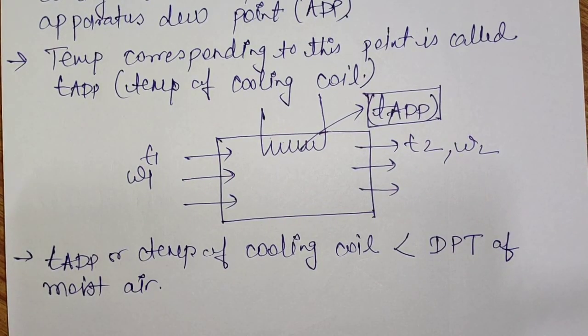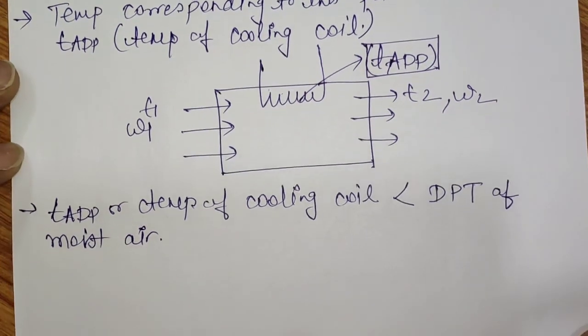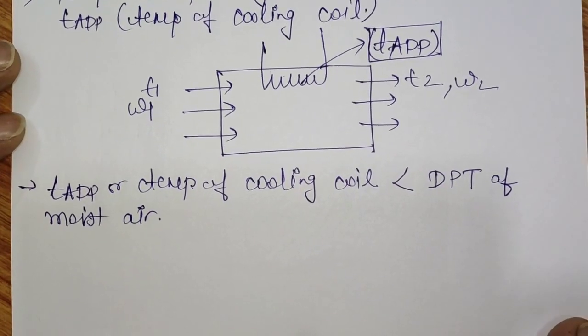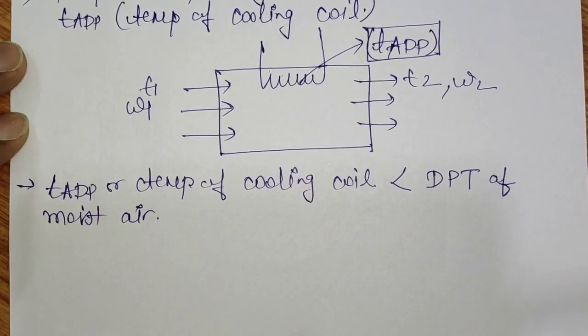So this brings us to the end of this lecture, in which we have studied a few more processes that are performed by moist air. In the coming lecture, we will be studying two important things: the efficiency of the cooling coil and the bypass factor. Thank you.